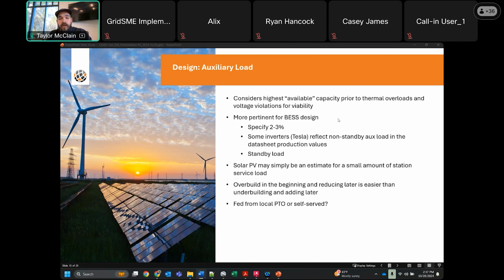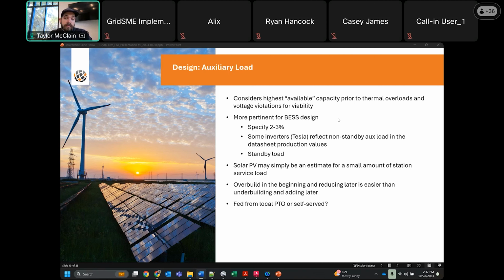So we do know that currently with the technology and with how much HVAC is needed for these batteries, it is realistic to specify 2 to 3%. There are some inverters like Tesla, in which case they basically reflect that the load is covered in the values that when the batteries are operational, there is a standby load that you have to account for. But they are basically saying that you don't have to account for a large amount of load because it's already accounted for. If that's not the case, we do highly encourage specifying 2 to 3%.